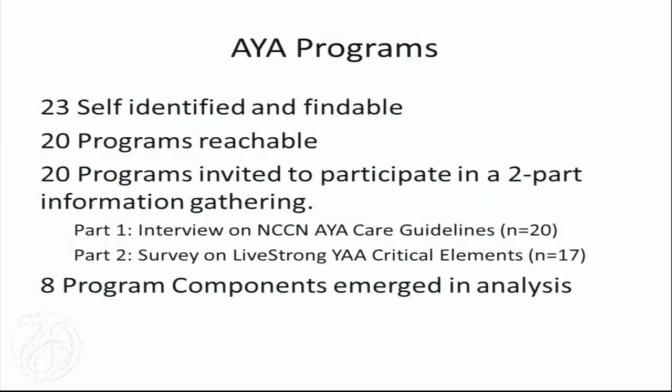We did a two-part information gathering. The first step was a phone interview, and the second was a survey that respondents were asked to complete on their own. Keep in mind that all of the questions in the interview and the survey are about implementation of the NCCN AYA guidelines and the critical elements that were identified in the Livestrong Young Adult Alliance paper that had been published, I believe, in 2010. And so these weren't general questions about what does your program do. These were very specific items listed in these elements and in these guidelines.